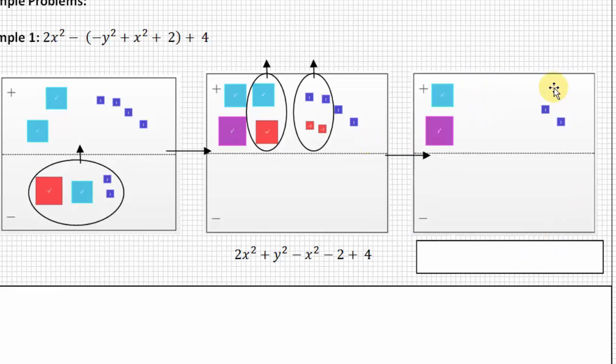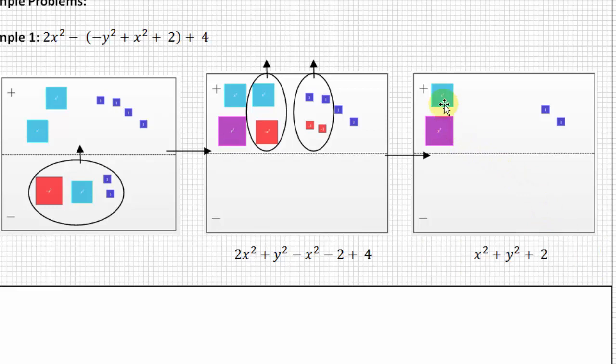Should look like this. So go ahead and write, now that we have fully simplified it, we've flipped everything into the positive region, we've removed all 0 pairs, what is our final simplified expression? Should have something like x squared plus y squared, because both of those are positive, plus 2. These two terms could be switched around. You may have y squared plus x squared plus 2, and that would be okay. But the constant term of 2 should be at the end.